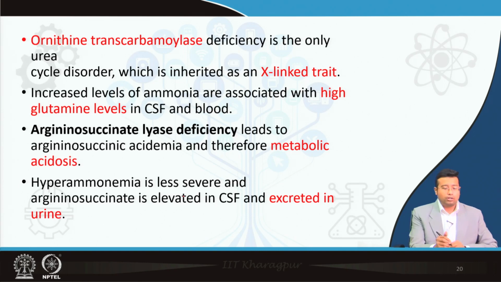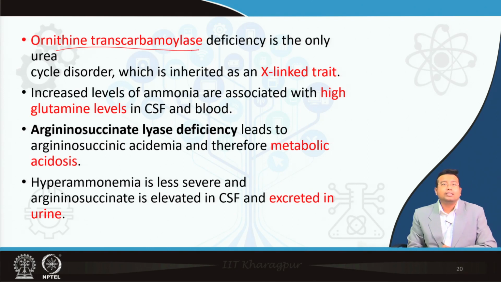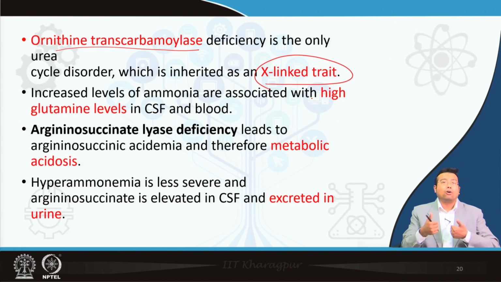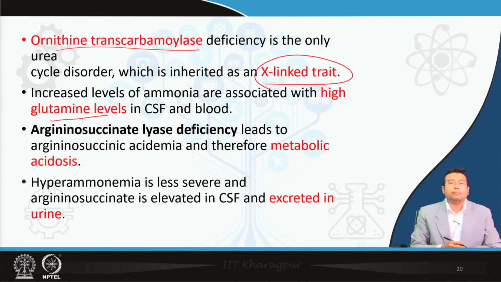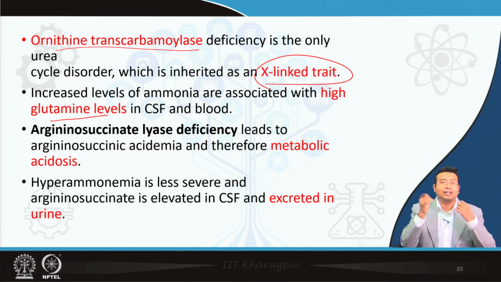Next, I already told you, a very important MCQ question: ornithine transcarbamylase deficiency is the only inherited urea cycle disorder that is X-linked. All the others are autosomal recessive. Increased levels of ammonia are also accompanied by high glutamine levels in blood. Why glutamine? Glutamine synthetase, I already told you, acts on glutamate, capturing ammonia to become glutamine, and glutamine is the major carrier of ammonia. So, whenever ammonia is increased, glutamine will be increased.